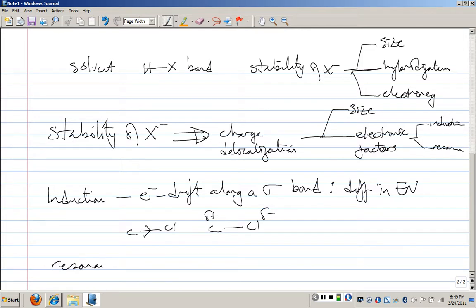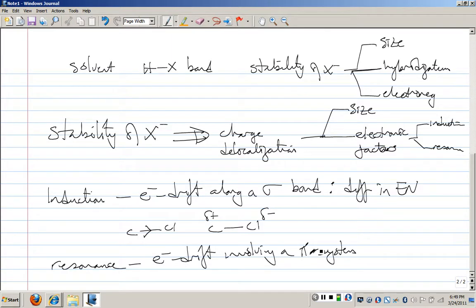Resonance, on the other hand, is also an electronic phenomenon that deals with electron drift involving a pi system. Right? So resonance is electron drift involving a pi system. So understand what we're doing.